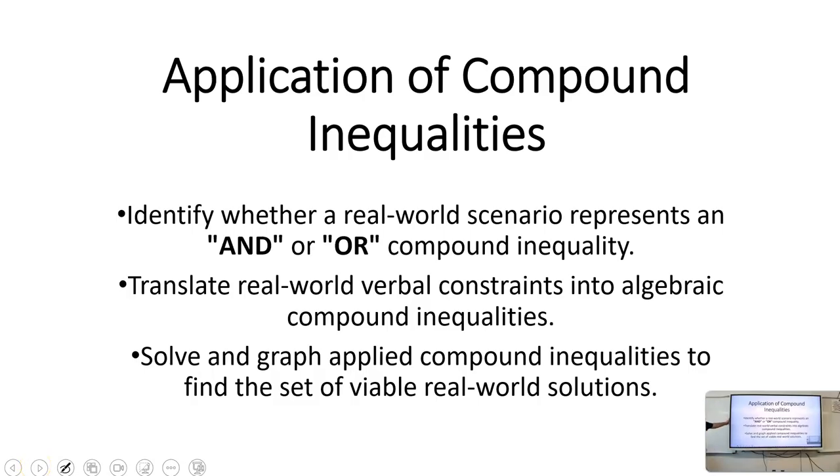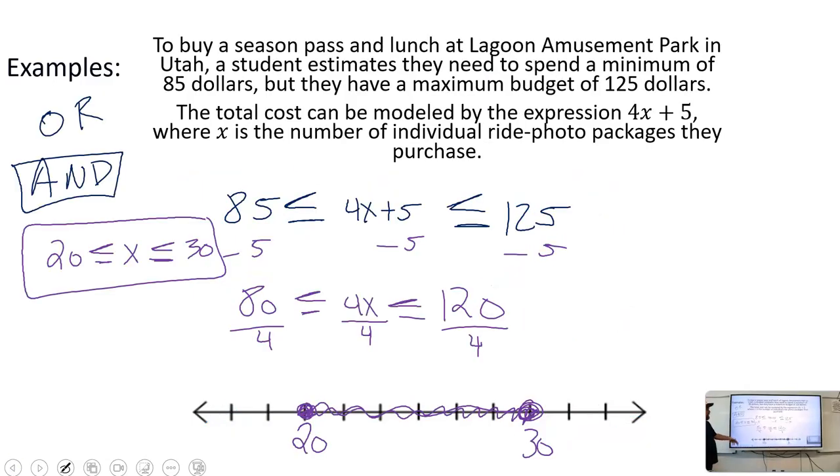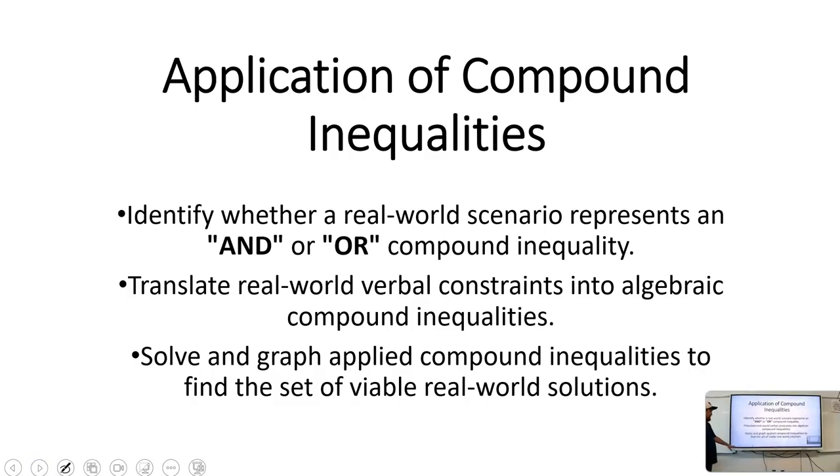Once again, here were our goals. Identify whether a real-world scenario represents an and or or compound inequality. Translate the real-world verbal constraints into algebraic compound inequalities. Solve and graph applied compound inequalities to find the set of viable real-world solutions. So, for example, if I go back to here, this was talking about the pounds that your package can weigh. For that, we were talking about how many pictures you could take.